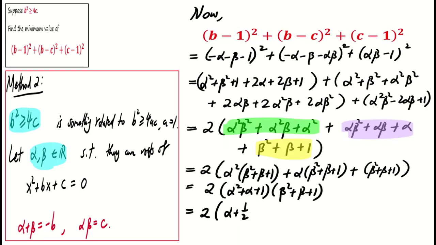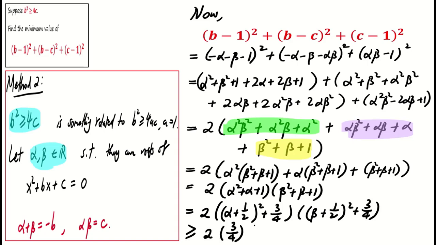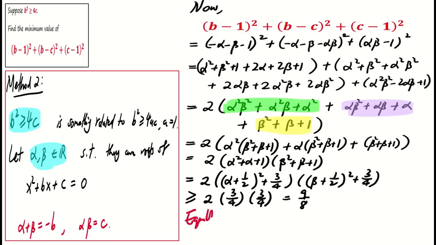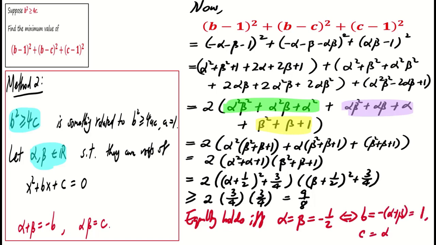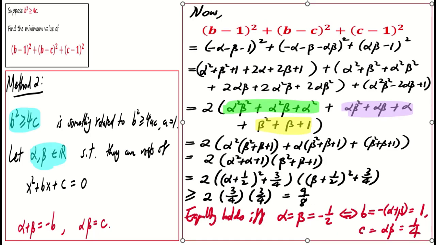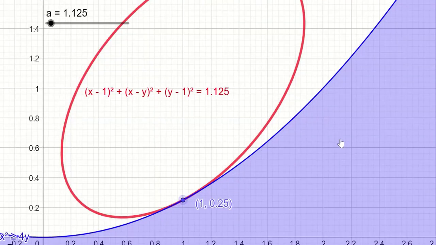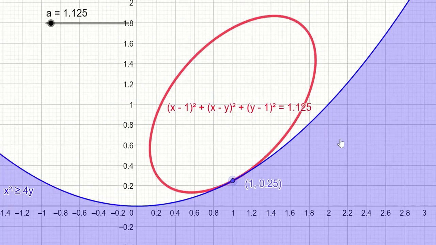Computing the square, we'll find the expression's minimum value to be 2 times 3 over 4 times 3 over 4, which equals 9 over 8. Remember to consider the equality case, which occurs when alpha equals beta equals negative half, leading to b equals 1 and c equals 1 over 4. Revisiting the graph, the intersection point is at (1, 1 over 4), corresponding to the values of b and c.